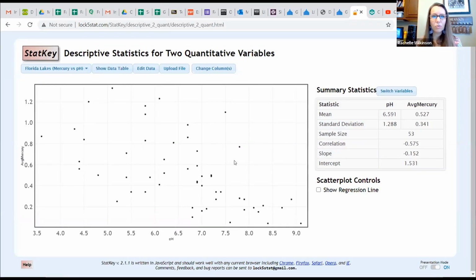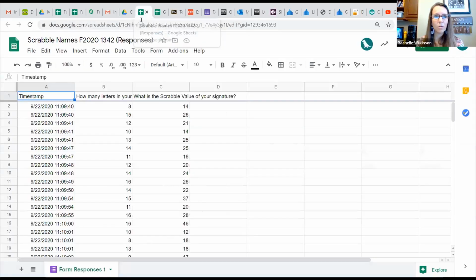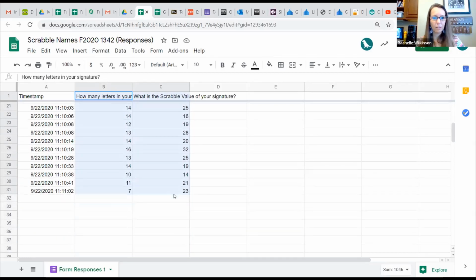So here I am in two quantitative variables, and I'm going to look at the data that we collected last time for our Scrabble values. So remember, everybody figured out the number of letters in your name, and then you also figured out the Scrabble value for your name. So here is that data that we collected last time. So I'm going to copy and paste this data over so we can look at it.